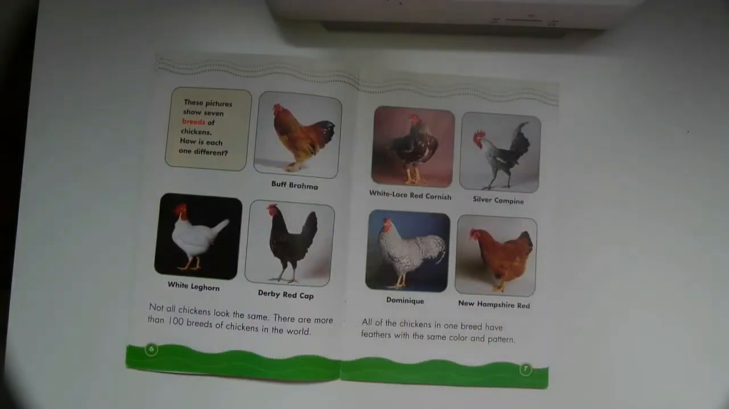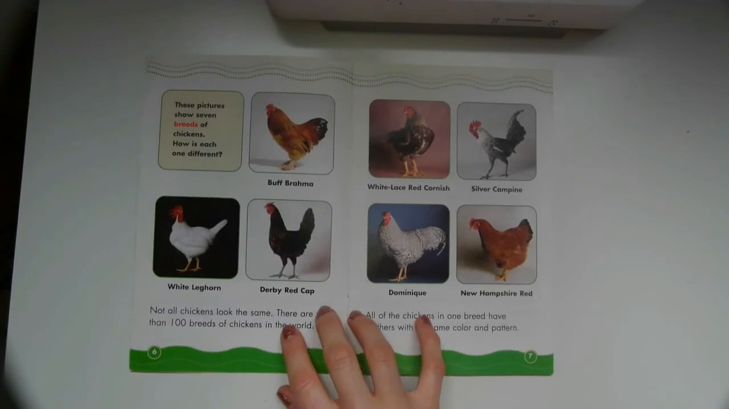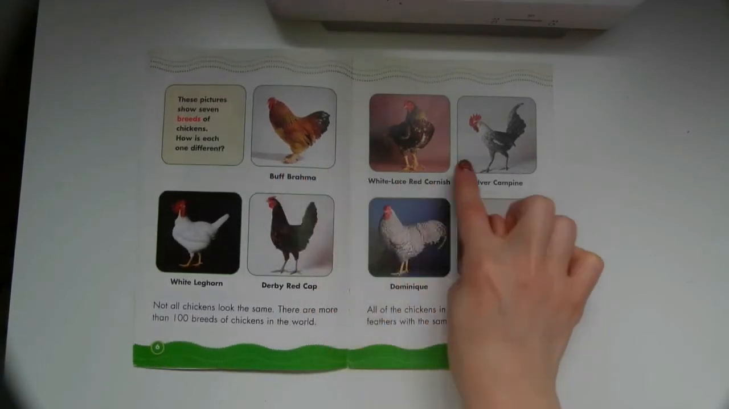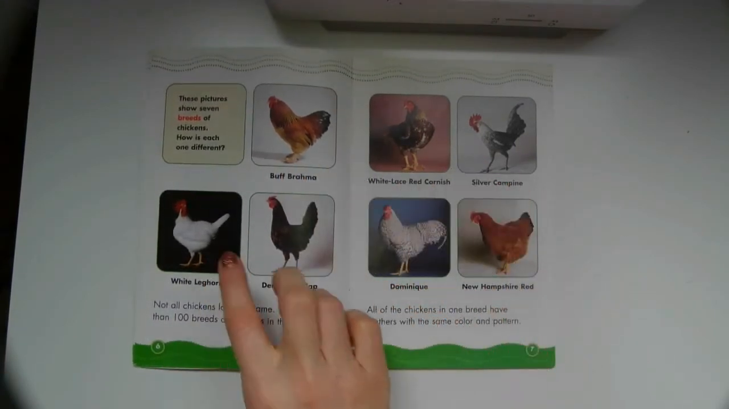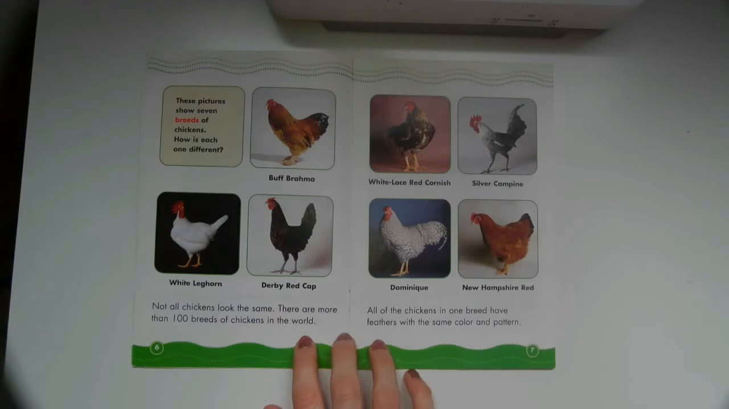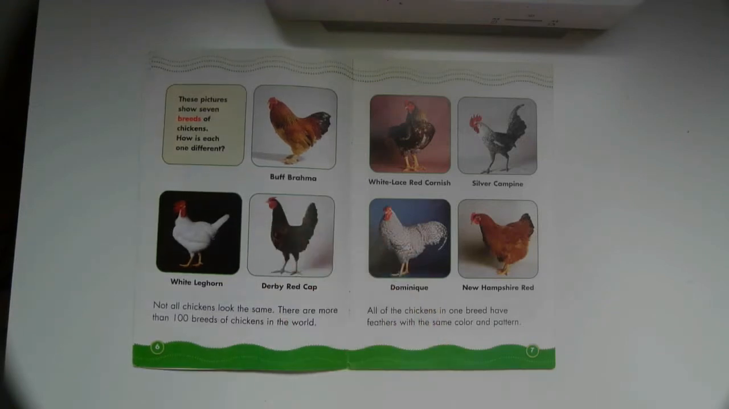These pictures show 7 breeds of chicken. A breed is a fancy word for a type of chicken. How is each one different? So if you wanted to press pause, you could probably take a look at each of those ones, have someone help you read the words, and then compare them. And you'll notice that there's different colors, there's different feet, there's different crests on their heads, there's different types of feathers, long and short. There are lots of different ways that you could compare how each is different.